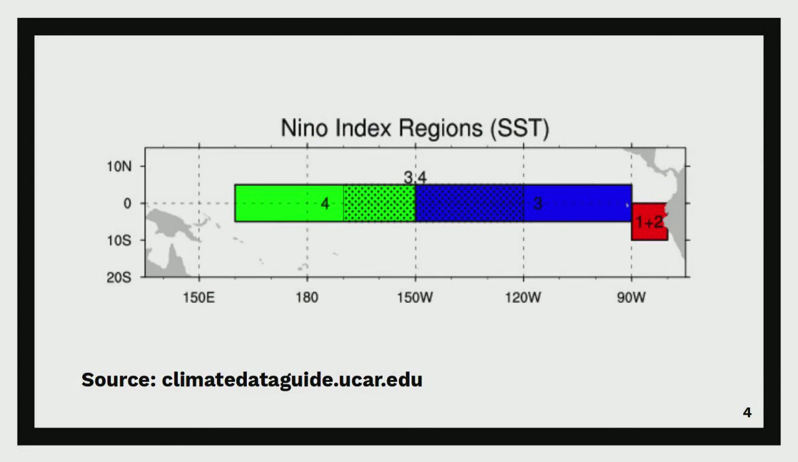To quantify the El Niño Southern Oscillation, one usually defines indices. These indices are averages of the sea surface temperature anomaly in certain regions of the Pacific. And the most commonly used region for the prediction of the El Niño Southern Oscillation is the so-called Niño 3.4 region, which is shown here with this dotted box.